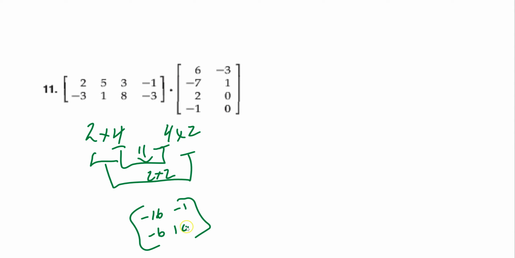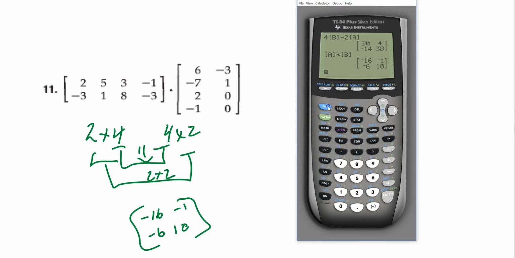Alright, look how easy that is. And by the way, like I mentioned before, if you switch it up and do it the opposite way, you don't get the same thing, right? You get a totally different matrix. If you switch, you got a 4x4 instead of a 2x2, right? So AB does not equal BA.